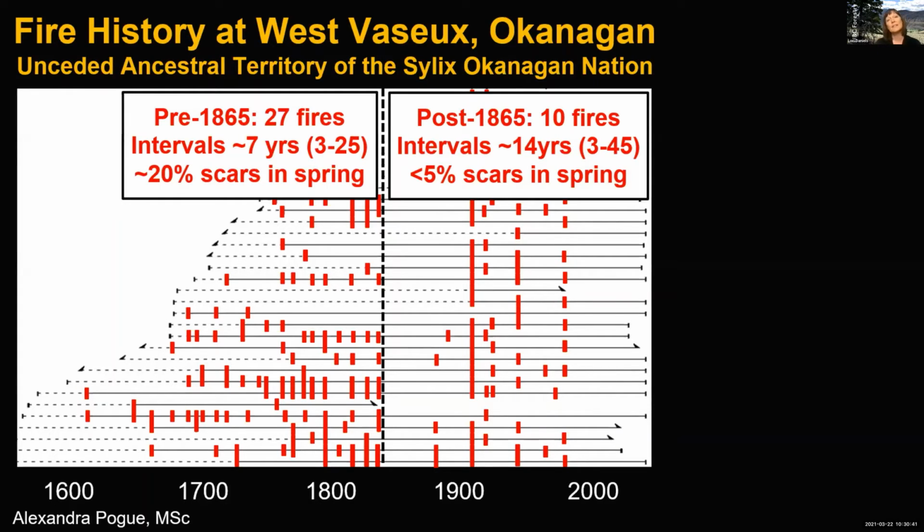Now, as you can see, there's a significant change that happens after 1865. There's fewer fires, the intervals are longer. Very few of the fire scars occur in the spring. These particular fires during the 20th century burned almost exclusively during hot, dry years. And when we mapped them out, most of them started down near the lake edge.